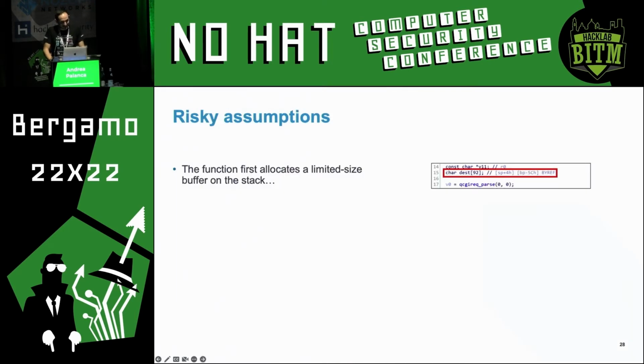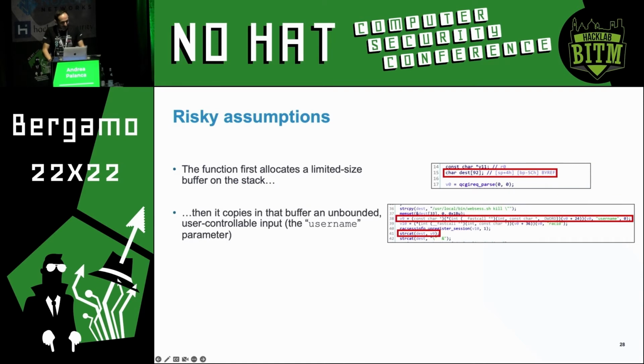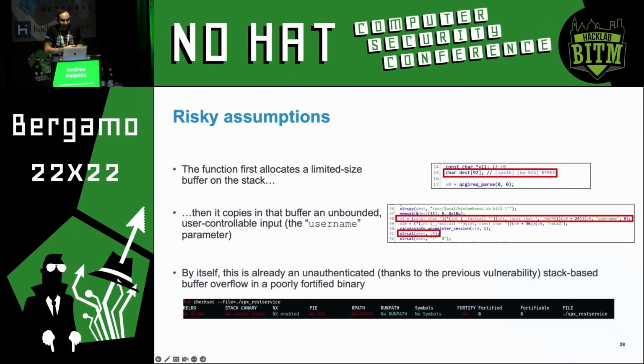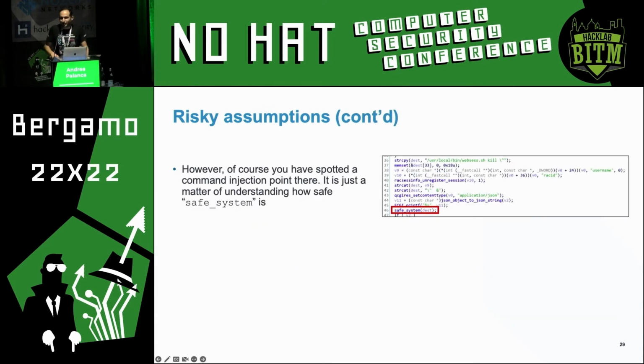So, the function first allocates a limited size buffer on the stack. And you know where I'm going. Then it copies into that buffer an abundant user-controllable input, that is the username parameter. And by itself, this is already a stack-based buffer overflow, unauthenticated thanks to the previous vulnerability, even in a poorly fortified binary. But of course, you have spotted the common injection point there. It is just now a matter of understanding how safe this curiously called safe system is.